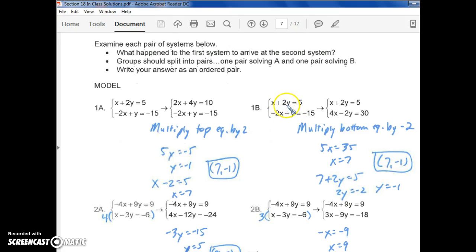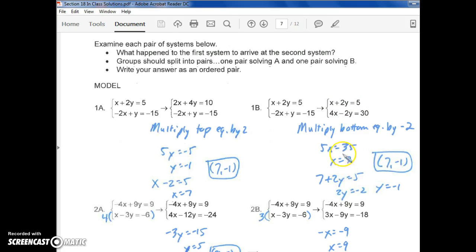I've got to turn that y into a negative 2y. So to make that happen, I multiply every single term by negative 2, which gives me 4x minus 2y equals 30. I line these up, I add straight down, I'll have 5x equals 35, and that will help me solve and get x equals 7.